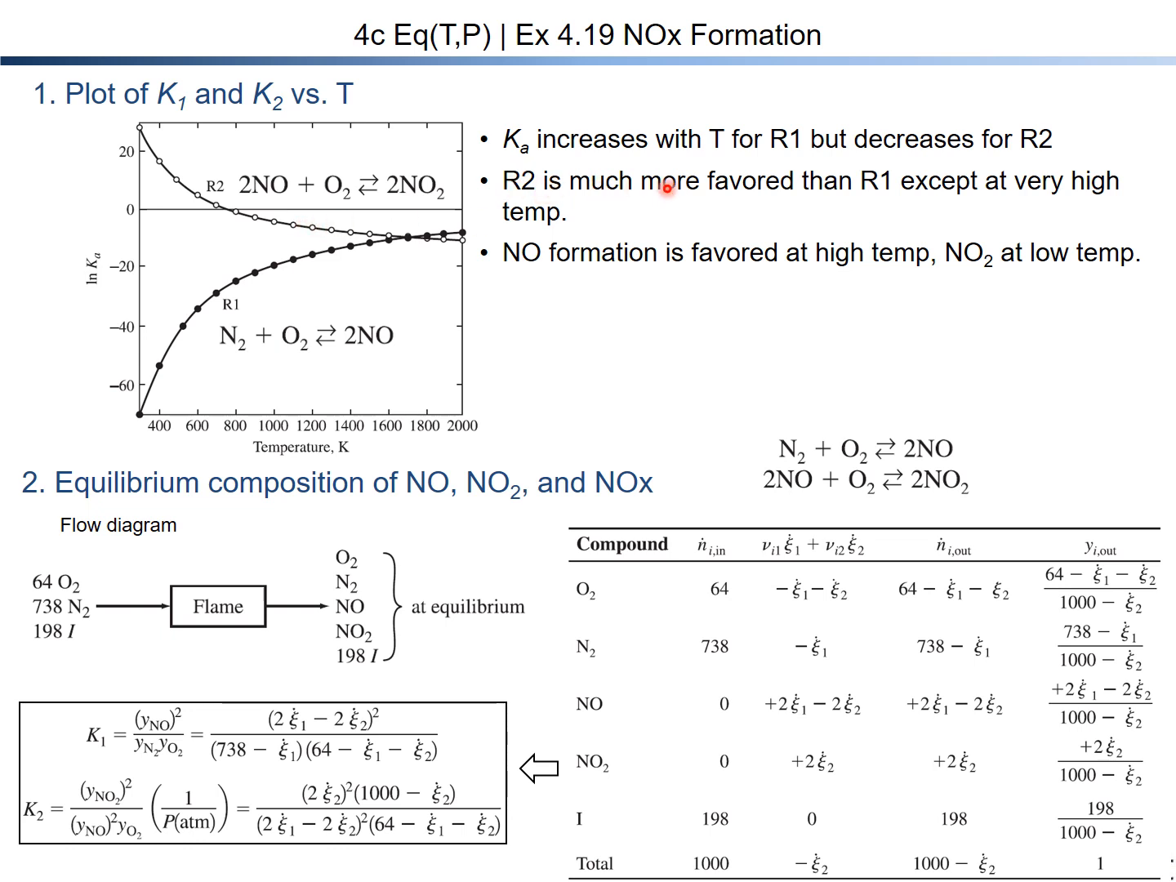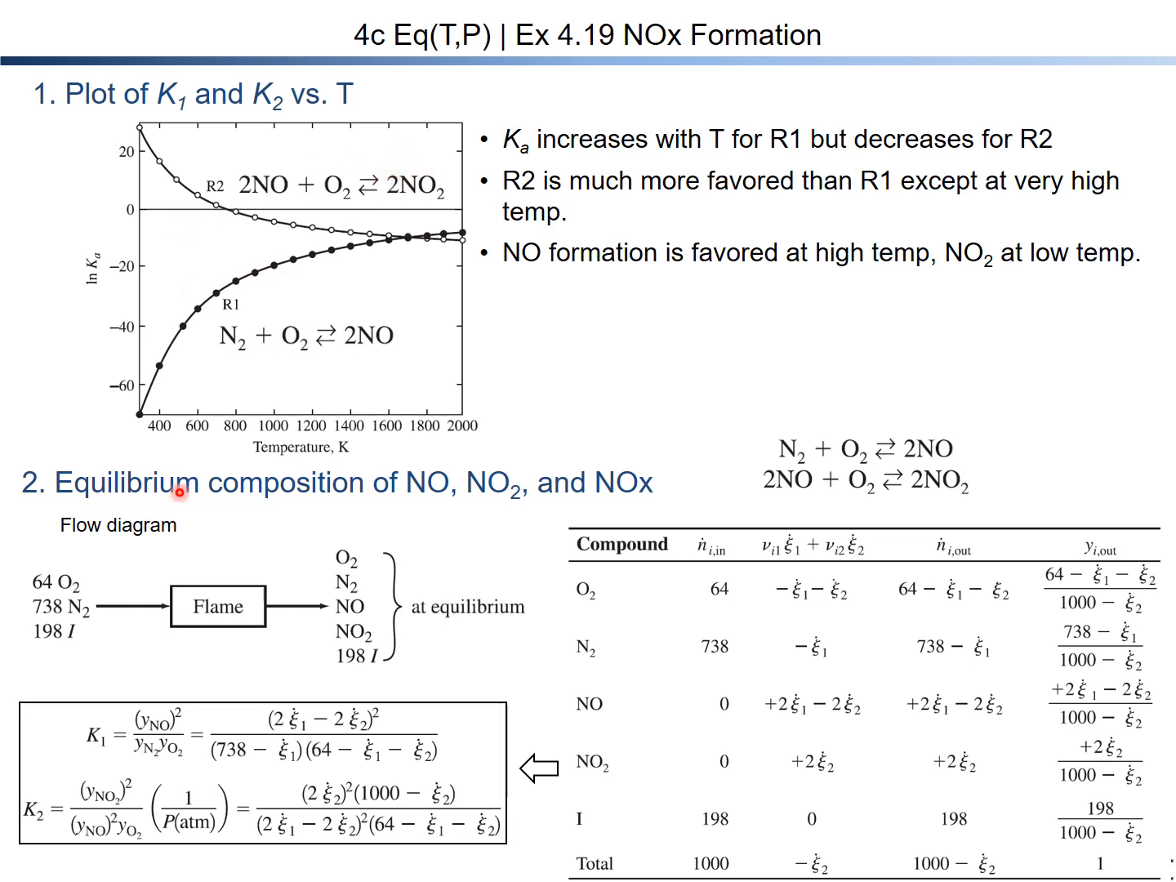Reaction 2 is much more favored than reaction 1, right? Except at very high temperature. So usually NO2 is dominant rather than NO over the whole temperature range. NO formation is favored only at high temperature, while NO2 is favored at low temperature. So at relatively lower temperature, NO is converted to NO2 immediately.